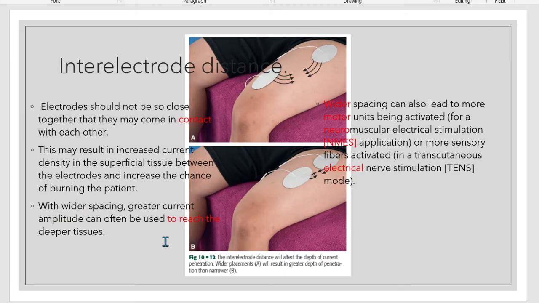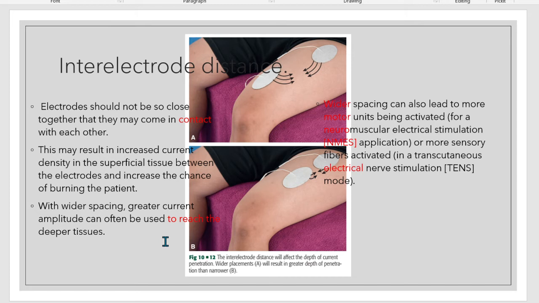Okay. So electrodes should not be close together, because they may come in contact with each other. Because of the current density, this may result in increased current density and sometimes it could result in a burn. With wider spacing, a greater current amplitude can often be used to reach the deeper tissues. So if you space them apart, the current goes deeper.